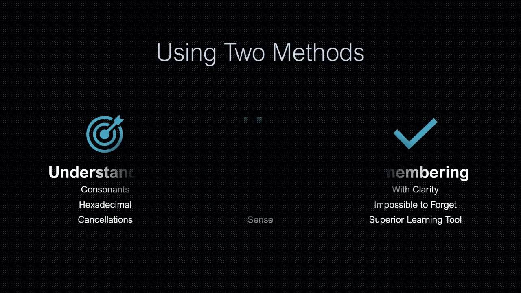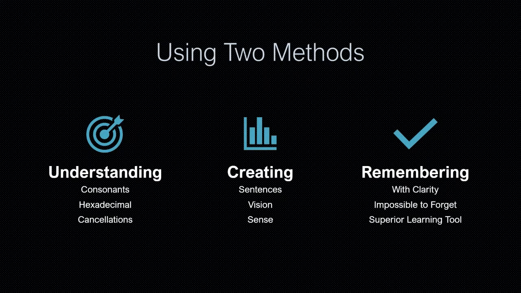I will be using two methods. It all involves consonants I learned from Harry Lorraine and the hexadecimal numbers. Here, we will concentrate on three phases: understanding, creating sentences and images in your head that make sense only to you, and remembering the images with clarity, understanding what they mean, and why it is impossible to forget if your image is crazy enough for you to remember.